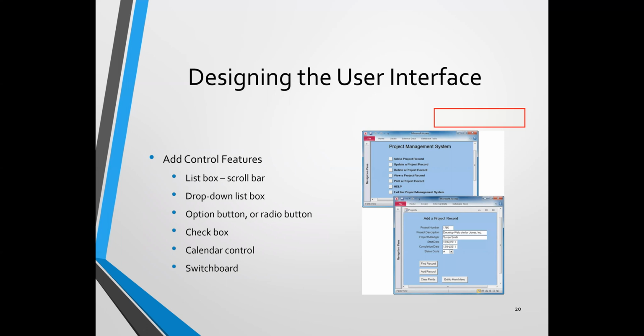Apart from that, for the control features we have more, like list box or scroll bar, which is useful, drop down list box, option button or radio button, check box, calendar control, or we may have a switchboard to list a group of commands to the users as buttons like a main menu that users can choose. It depends on your user interface design what you may want to have. After we have this already, user interface design is used together with input and output design for the system as well.